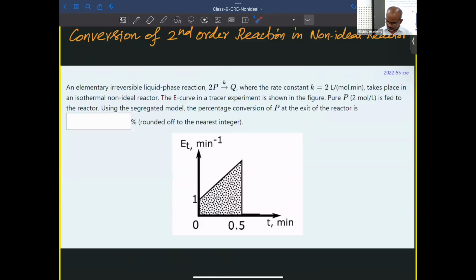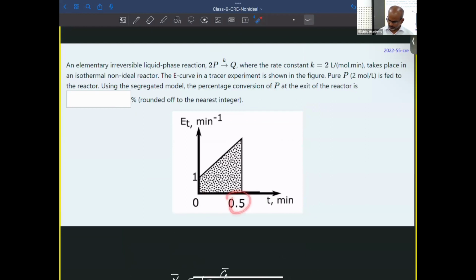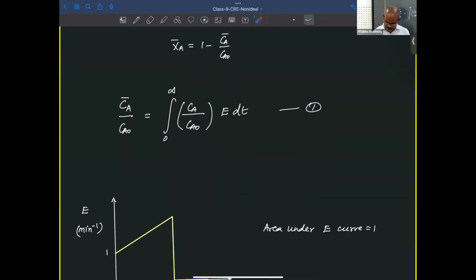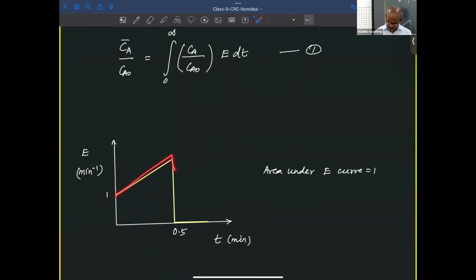Here we actually need to integrate between 0 and 0.5. That is the duration during which the tracer is spending time in the reactor. Otherwise, a fluid element injected at time 0 will come out entirely at a time of 0.5. That is the meaning of this E curve. So we need to integrate between 0 and 0.5. For that, the first thing needed is the equation of this line.